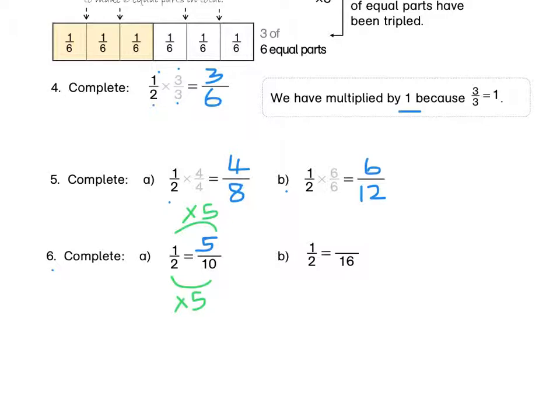For b, from 2 to 16 we times by 8, so we must times the top by 8 as well, and 1 times 8 is 8. So 1/2 is also equal to 8/16.